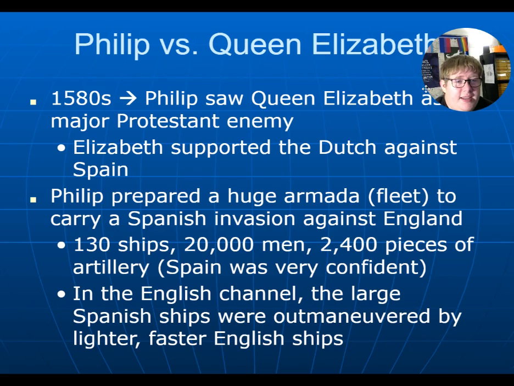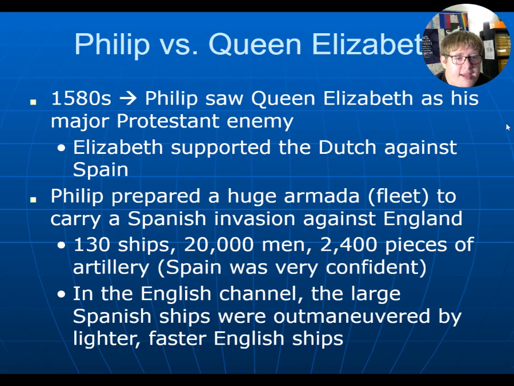And at that point, he then decided to turn his attention to England and go up against Queen Elizabeth as his major Protestant enemy. Now, Elizabeth, the Queen of England, we've talked about her, supported the Dutch against Spain. And he prepared a huge armada to carry a Spanish invasion against England, comprising 130 ships, 20,000 men, and 2,400 pieces of artillery. Spain was very confident, but in the English Channel, given geography, the large Spanish ships were completely outmaneuvered by lighter, faster English ships and destroyed.